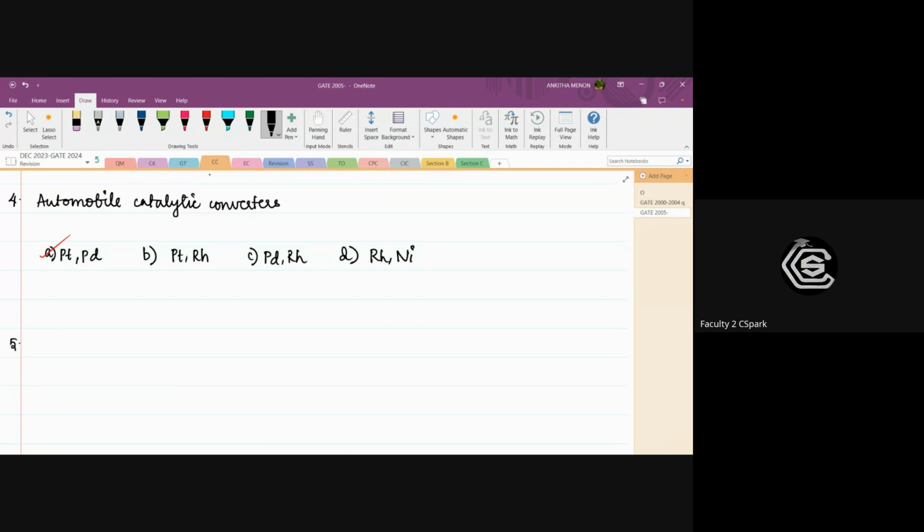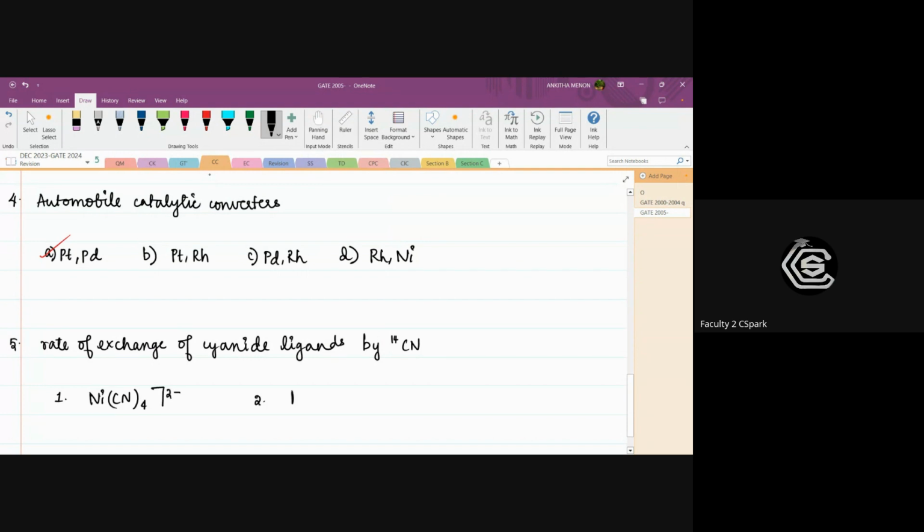Next one. It's a good question. The order of rate of exchange of cyanide ligands by labeled CN ligand. Follow the order. 1, [Ni(CN)4]2-. Mark this question as important. Methyl has not been asked. [Mn(CN)6]3-, [Cr(CN)6]3-.